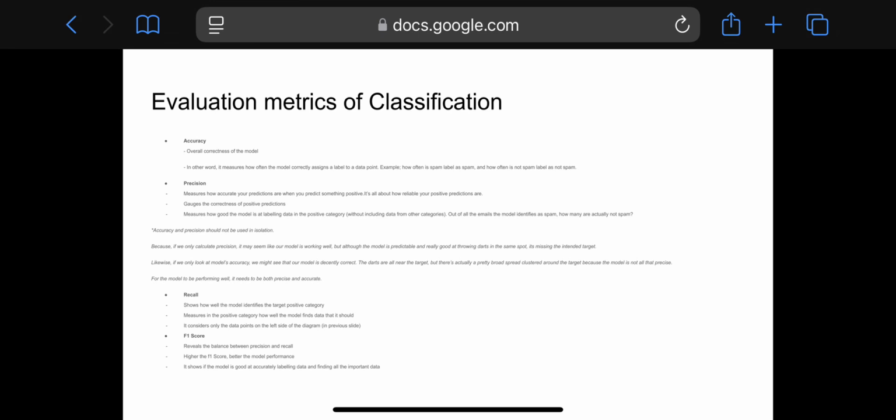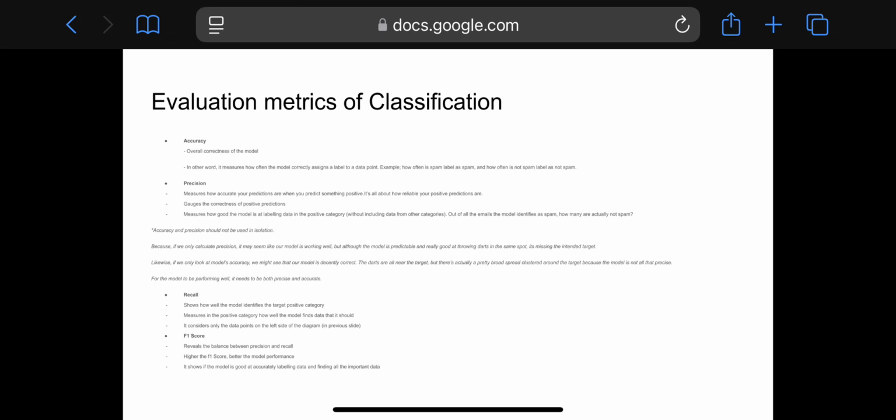These are the metrics. You can't really see, it's quite tiny, so I do apologize, but I'll talk about what it means. We have accuracy, which looks at the overall correctness of the model. In other words, it measures how often the model correctly assigns a label to a data point. For example, how often is spam labeled as spam, and how often is not spam labeled as not spam. Then we have precision, which measures how accurate predictions are when you predict something positive. It's all about how reliable your positive predictions are, and measures how good the model is at labeling data in the positive category. Accuracy and precision should not be used in isolation, because if we only calculate precision, it may seem like our model is working well, but it's like being really good at throwing darts in the same spot while missing the intended target. This is why you need to make sure both accuracy and precision are there.